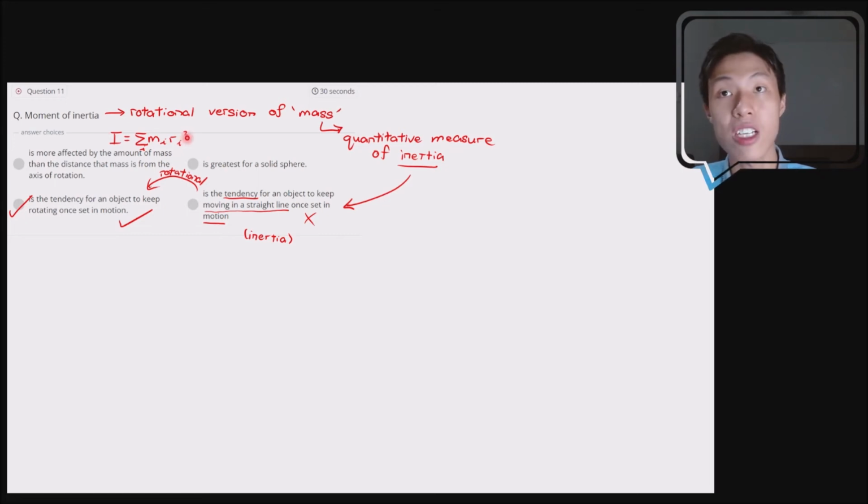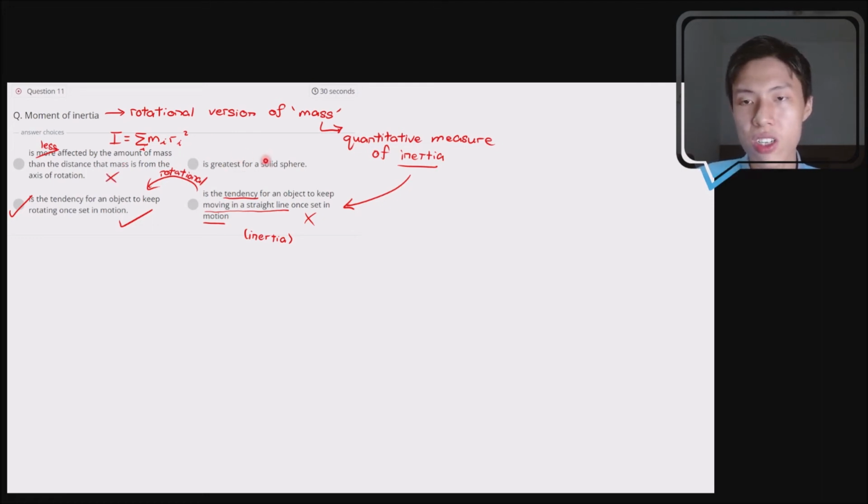So which one affects more? Definitely the distance of the mass from the axis of rotation will affect more, because there's a square over here. So it's less affected by the mass, it's more affected by the distance of the mass from the axis of rotation. Okay, so this statement here is wrong.